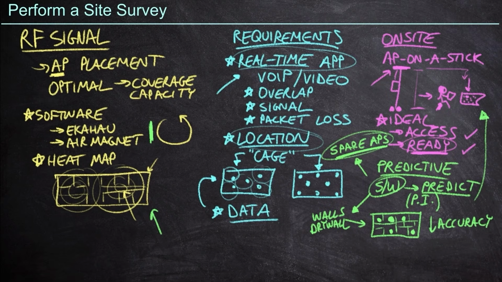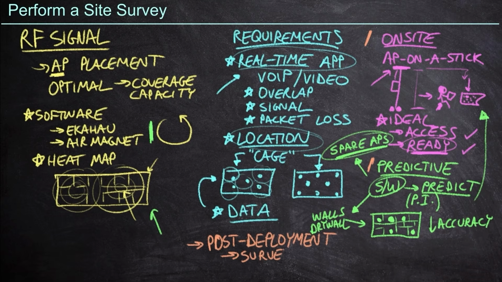Now, regardless of whether we do an on-site survey or a predictive survey, either way, we're going to want to make sure that we do a post-deployment survey. Meaning that once the access points are in place and the environment is ready to go, before we go live, we want to do one more survey. We want to establish one more heat map that tells us what the actual signal ends up looking like.